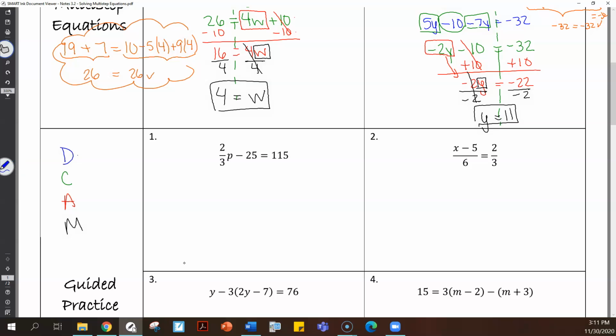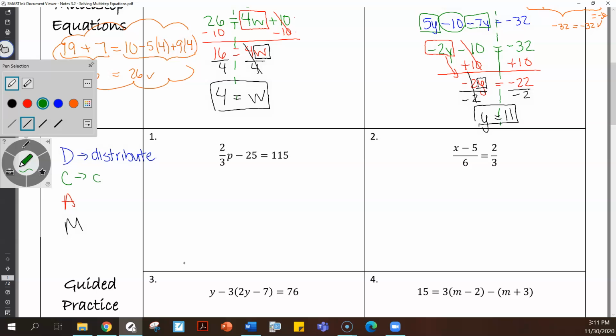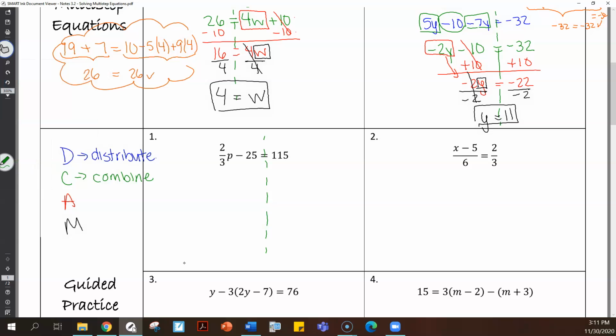So let's look at number 1. I know that I need to distribute when I have parentheses. So I have no parentheses in number 1, so I don't need to distribute at all. C stands for combine like terms that are on the same side. So if I take a look at this side, I have a P term and I have a regular old number term, nothing to combine there. On the other side, I have just a number term, so I'm good there.